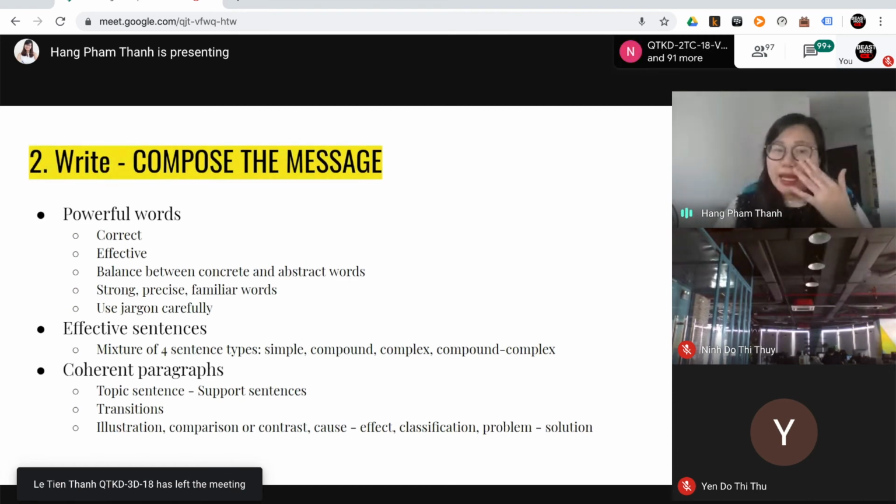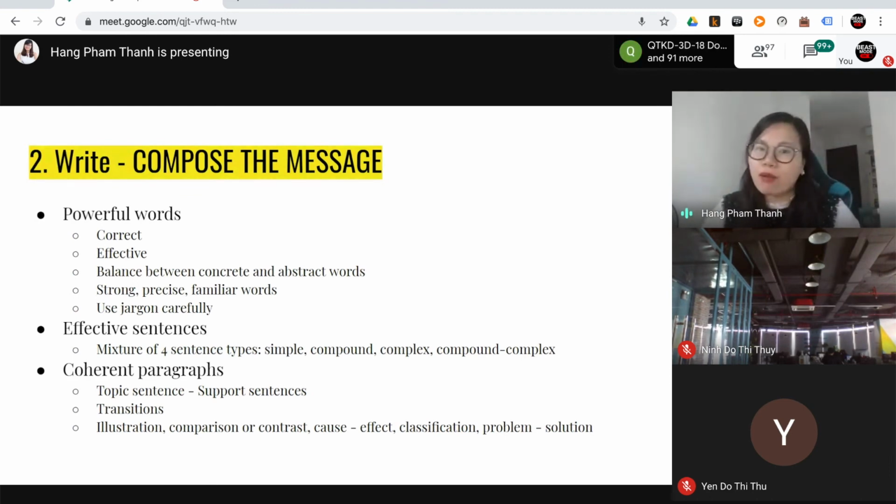Okay, and there are five types of paragraphs that you may use in your writing. Illustration: you place a main idea and then you illustrate it, giving examples for it. Compare and contrast. Cause and effect: you list out the reasons and then the consequences of a problem. Then classification, firstly, secondly, thirdly, and then problem solution.